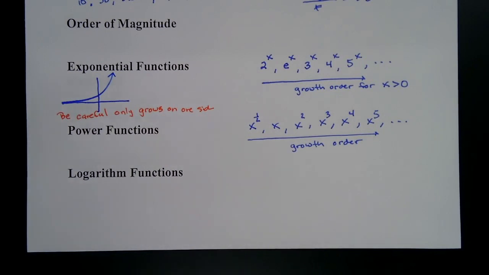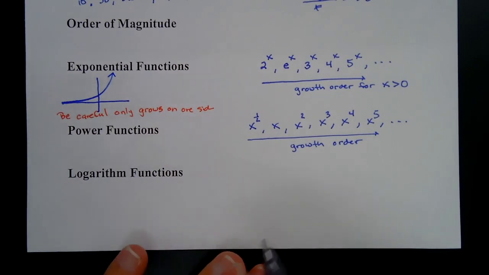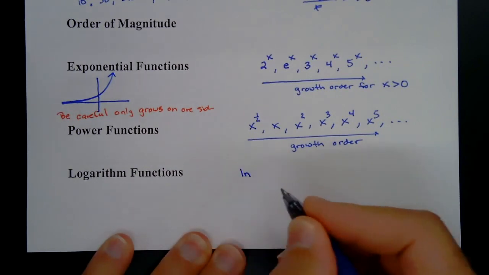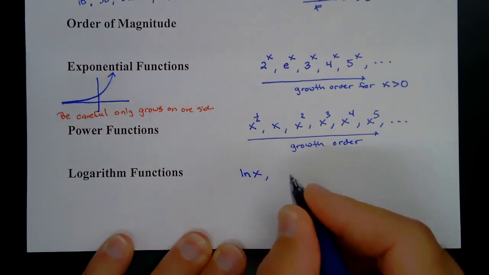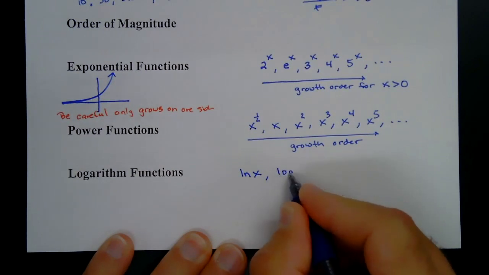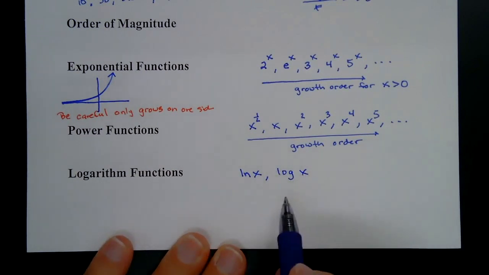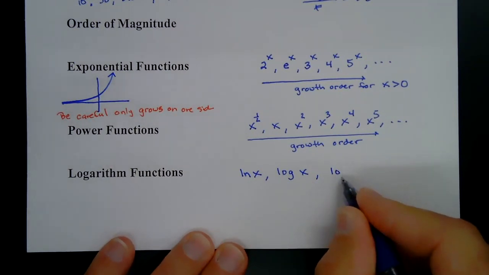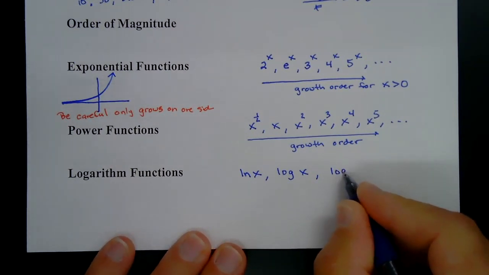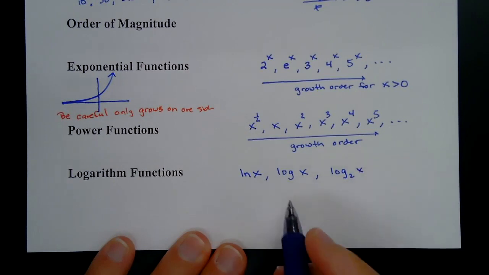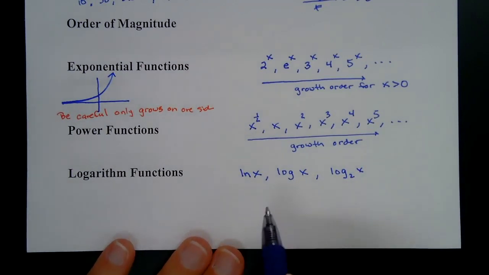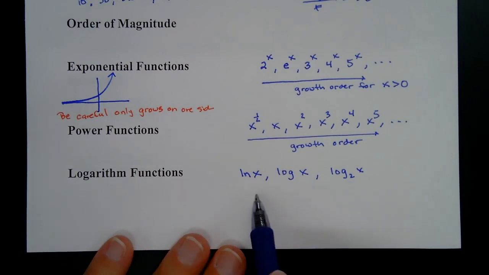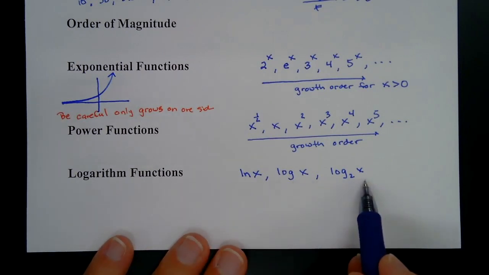All right, the last type of function we deal with in Calc AB is functions like this: the natural log function, ln of x, log of x, and these are actually the slowest growing functions there are. They're like the slugs of all functions. Log base 2 of x. Now remember right here, that's a 10, right? And they grow so slow that there is no growth order to these.